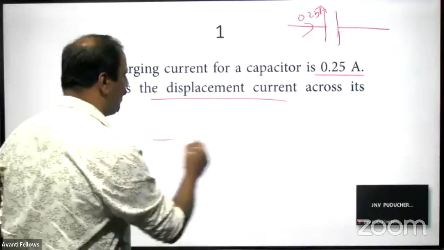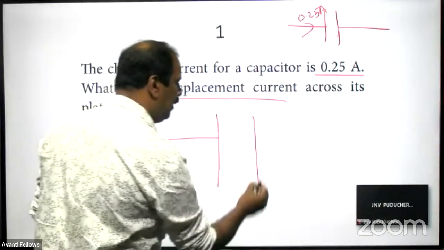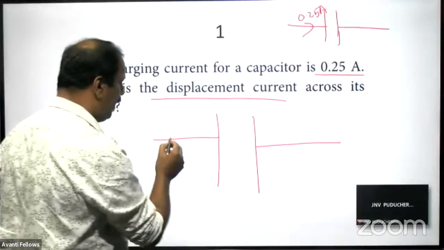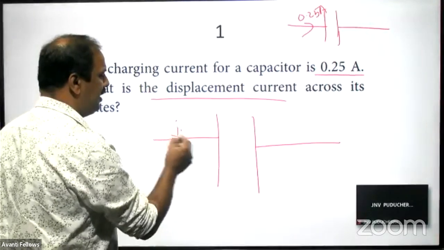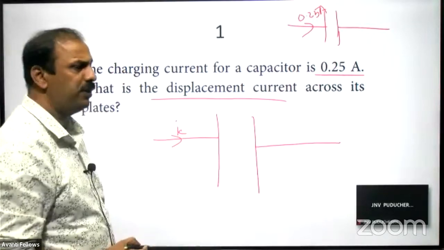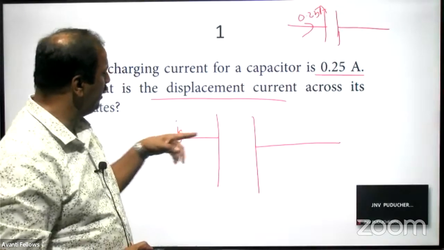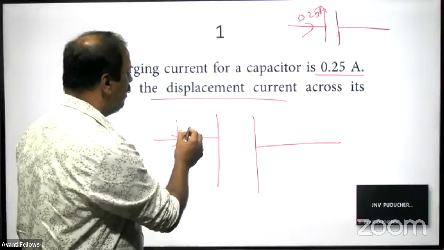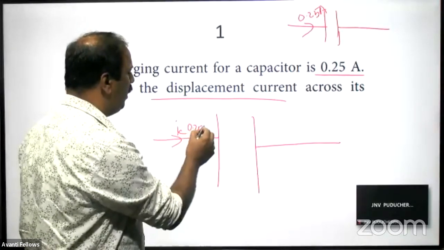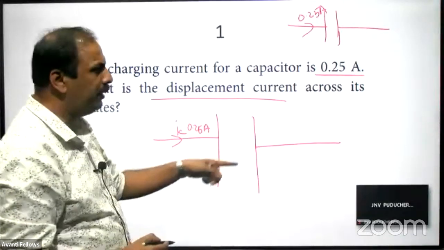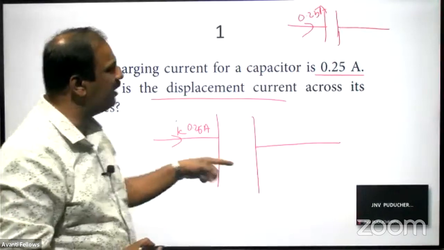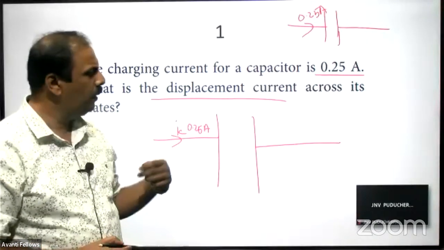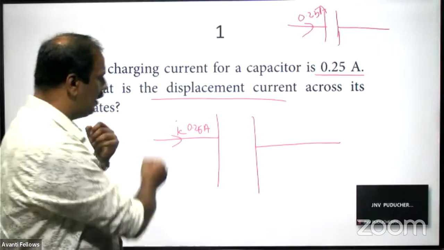If you have a capacitor like this, here we have the conduction current IC, and inside we have the displacement current. Now the question is, if this outside current, the conduction current, is 0.25 ampere, then what will be the displacement current, the current inside? That's the question. It's very simple: this is a complete circuit.